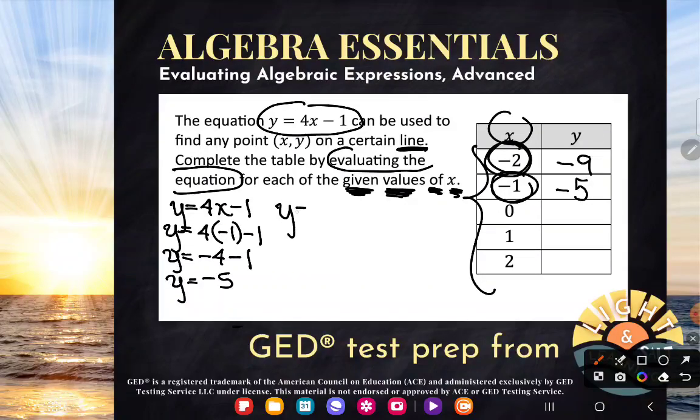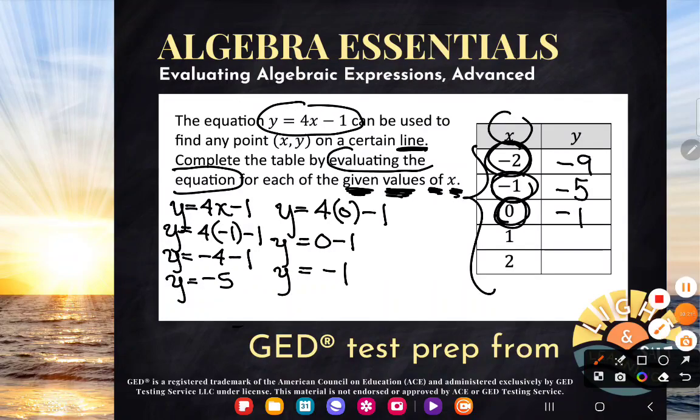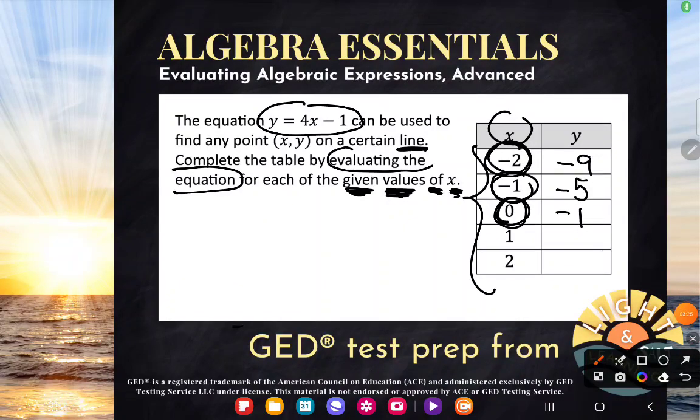How about what y would be if I made x into 0? Well, let's take a look. 4 times 0 minus 1. 4 times 0 is, of course, 0. And if I have nothing and I take away 1, I'm going to end up in the hole by 1. So in that case, y is equal to -1. My goodness, not nearly as hard as it looks, is it? Two more values. Let's try.